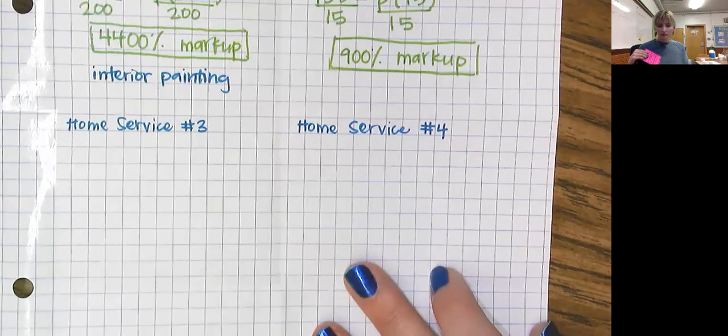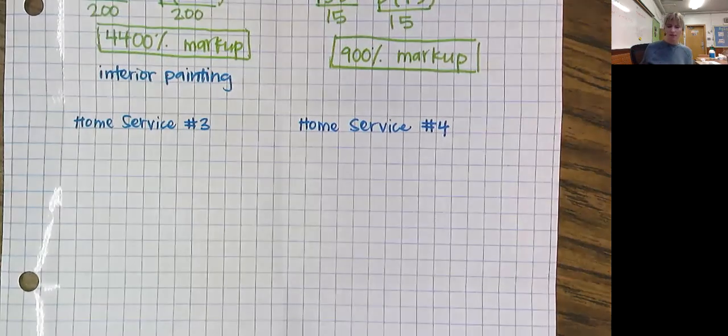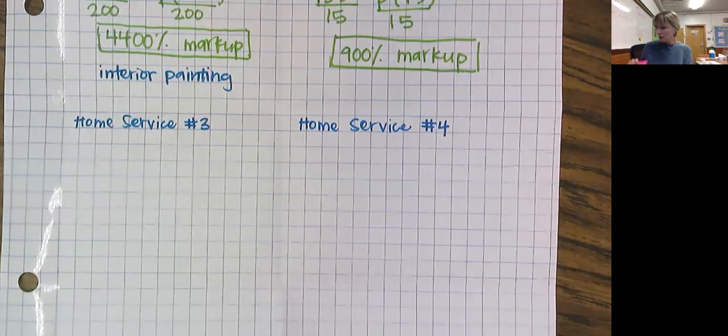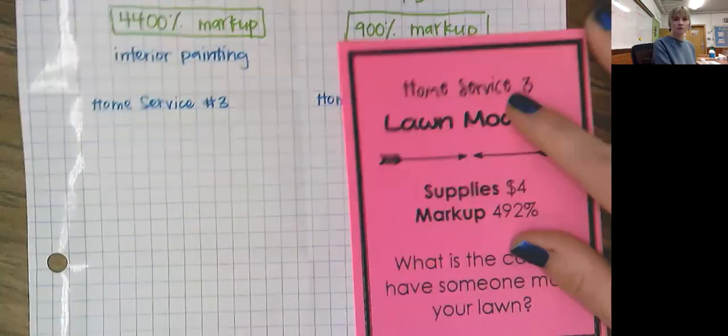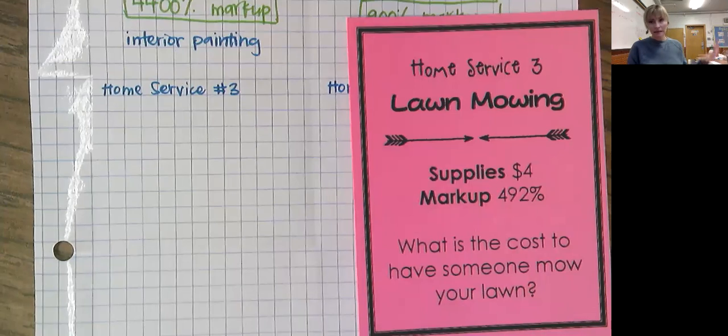Okay. What do you think is another home service that people would pay for, even though they could totally do it themselves? Here's the third one. You ready? Lawn mowing. There's other landscaping that could go into this, but sometimes you pay someone to mow your lawn so that you don't have to do it yourself.